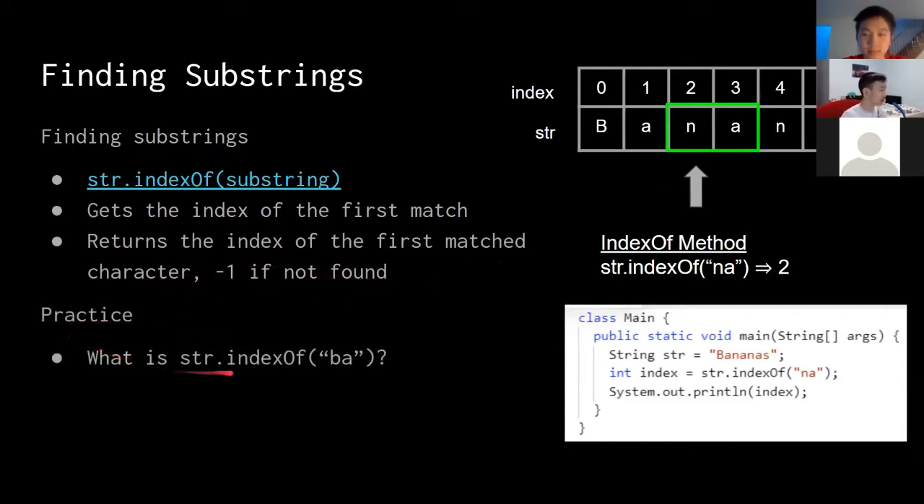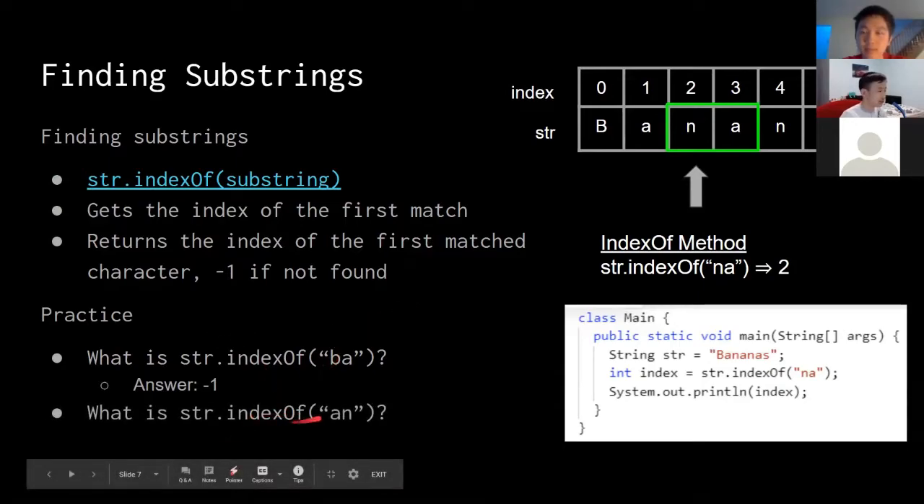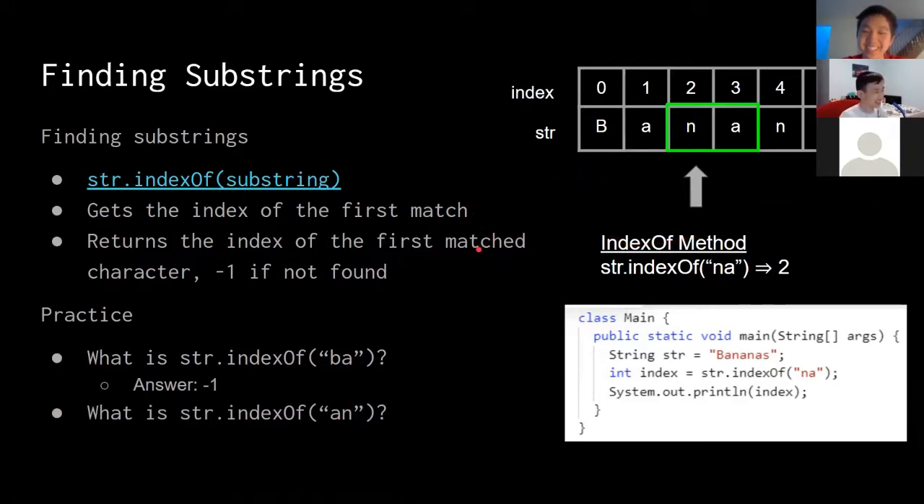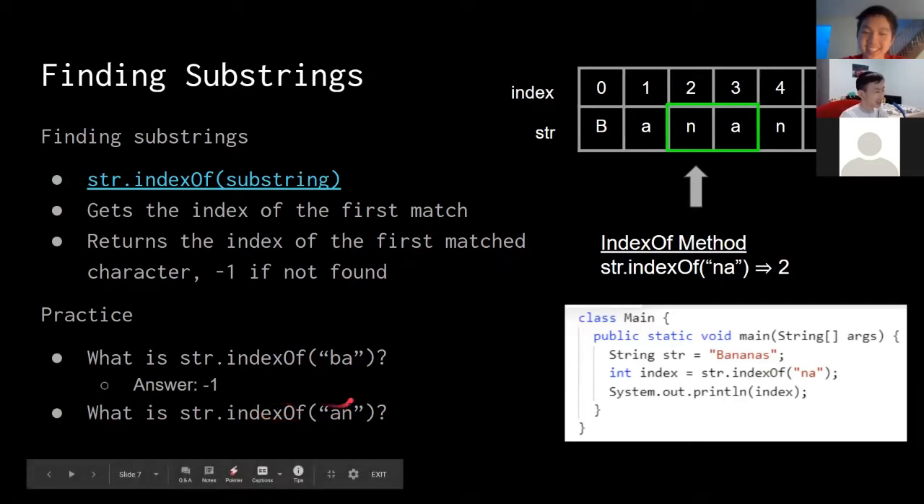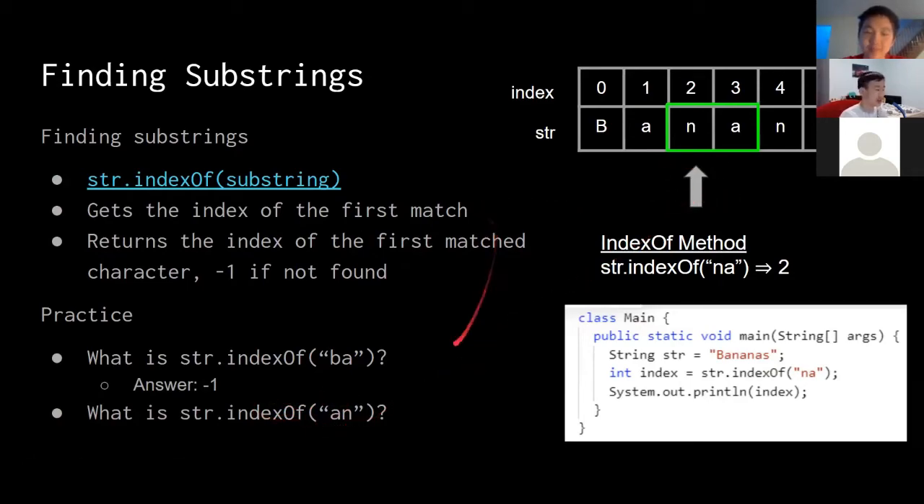So as practice, what is the index of BA in bananas? 0? Wrong. It's -1 because it's case sensitive. This is not capital. And what is the index of AN within bananas? 1? Yes, correct. Wow, it was a big brain class.